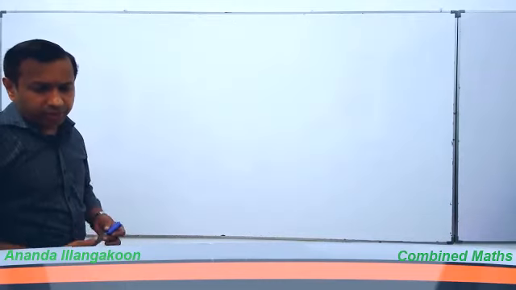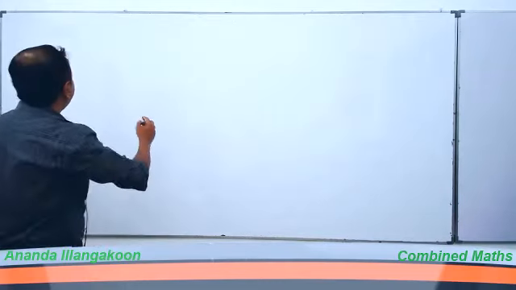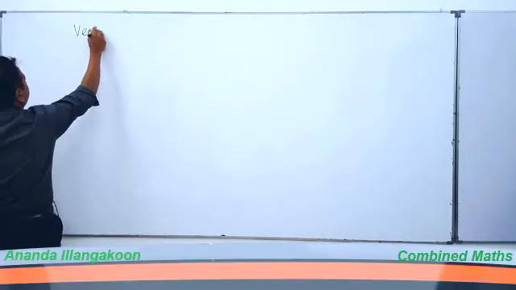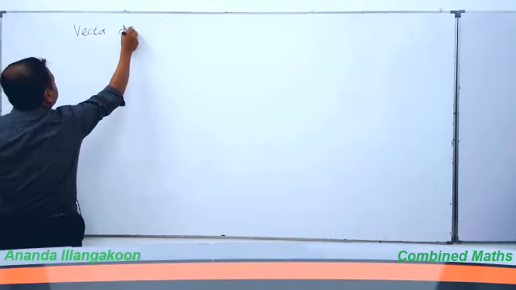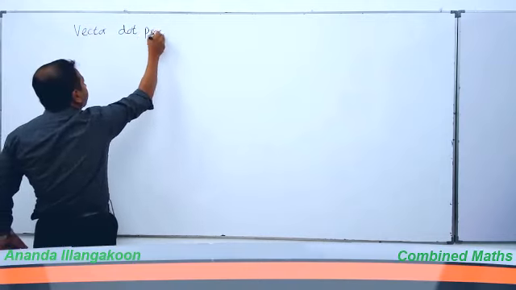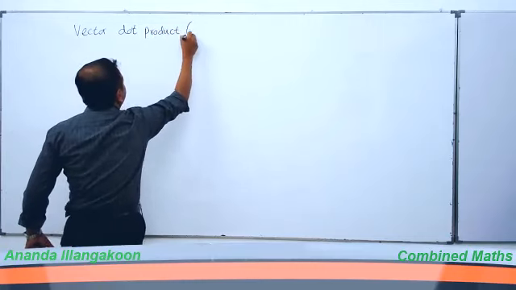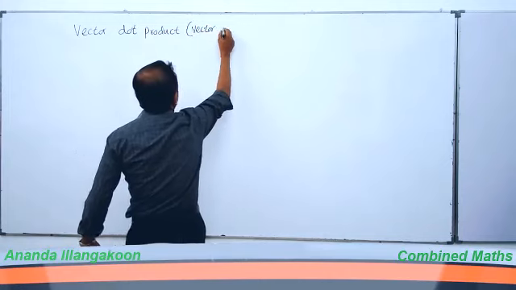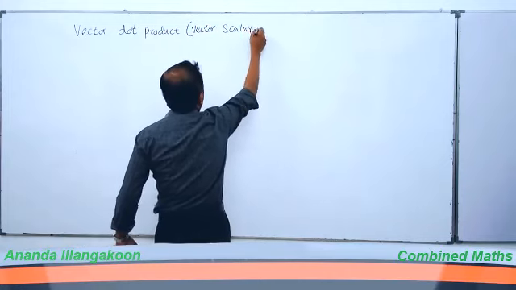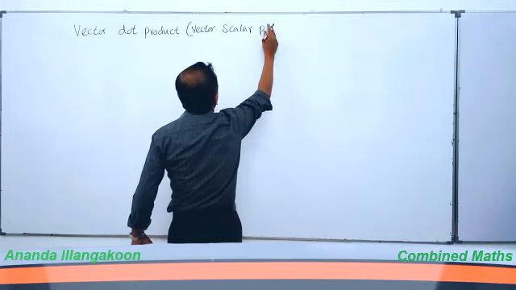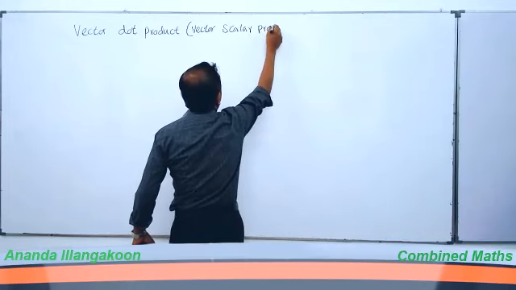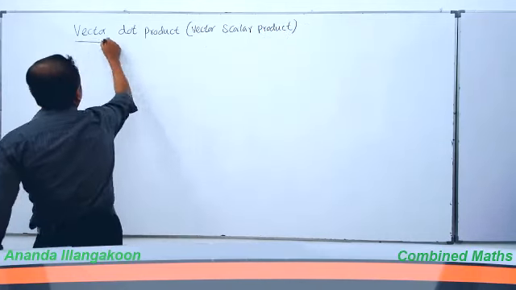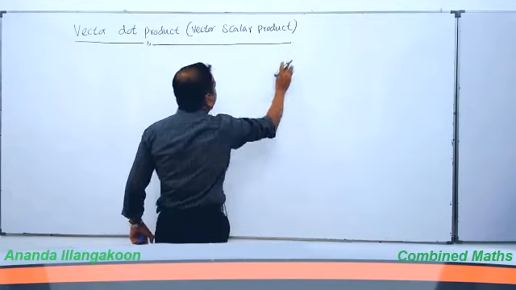Right. Now, people, write down the next heading as vector dot product. Sometimes this is known as vector scalar product. Vector scalar product.